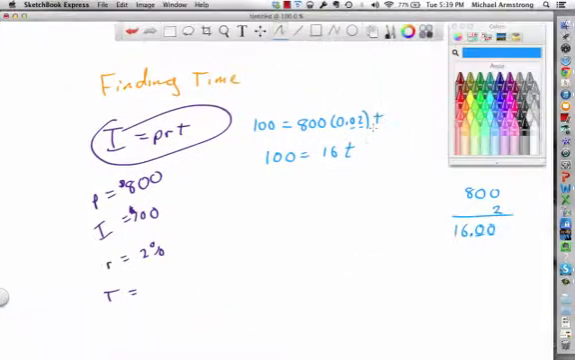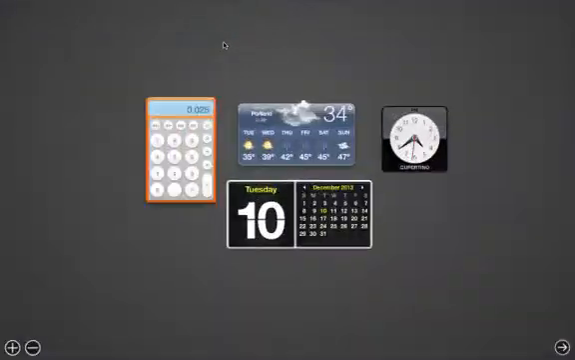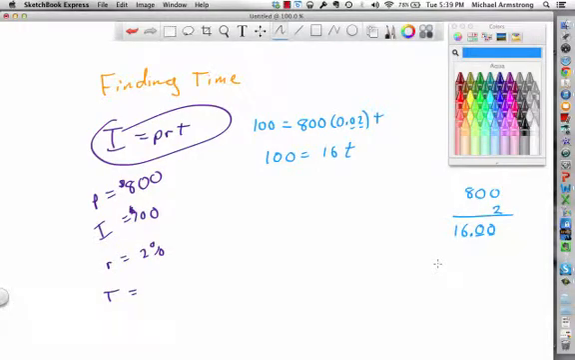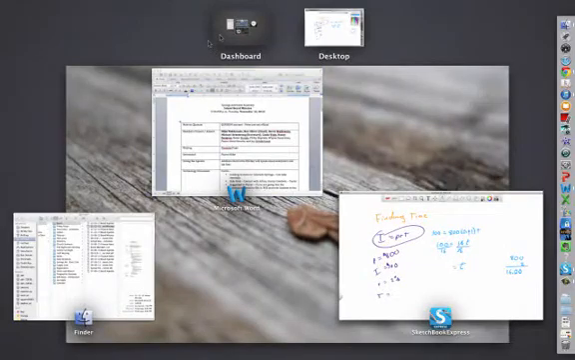And I can show you that on the calculator just to make sure you believe me. 800 times 0.02 equals 16. Okay, so this gets us closer. We need to divide to try to get t by itself. We're going to divide both sides by 16. 16 over 16 is 1. And that just leaves us t. What's 100 divided by 16? Well, we go back to the calculator.